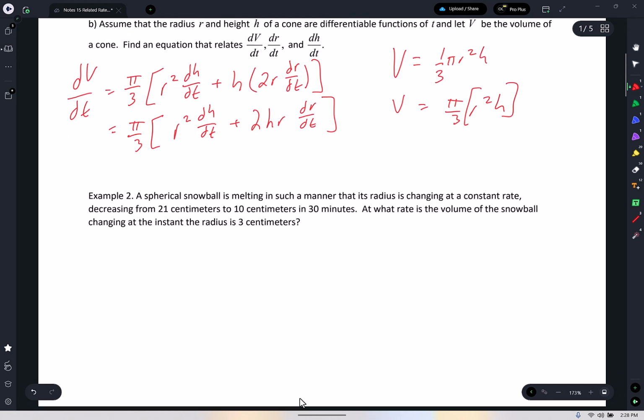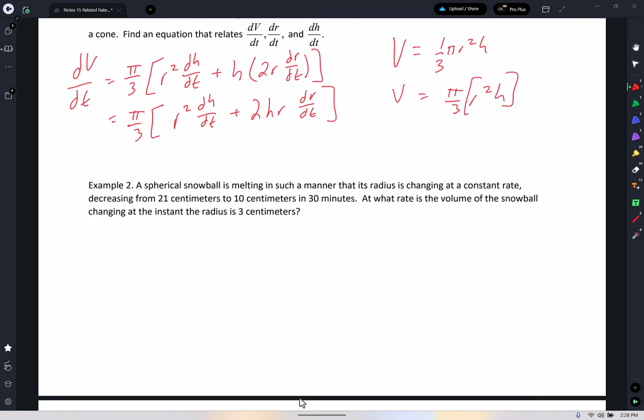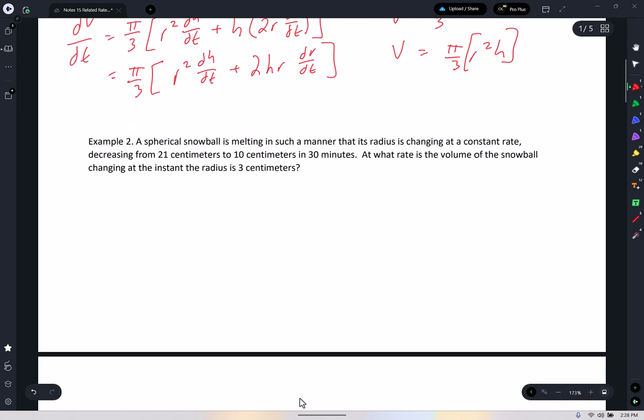All right. There it is, guys. So now we're going to put it into practice, see if we can do a real life situation. All right. So here we go. Example 2. A spherical snowball is melting in such a manner that its radius is changing at a constant rate, decreasing from 21 centimeters to 10 centimeters in 30 minutes. At what rate is the volume of the snowball changing at the instant the radius is 3 centimeters?